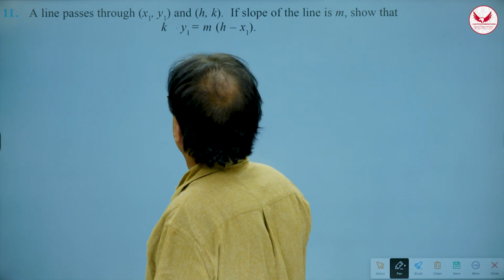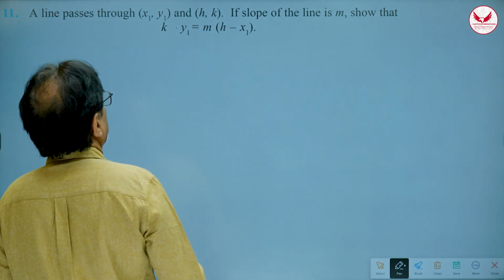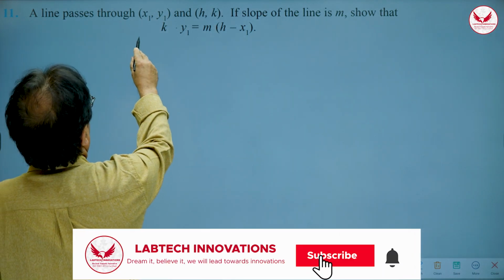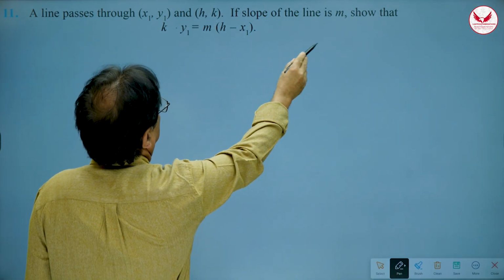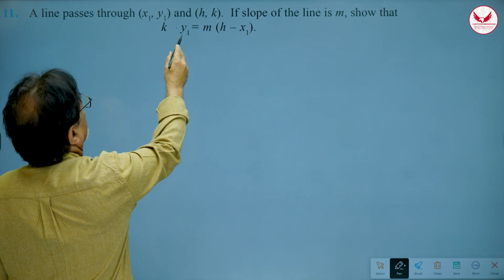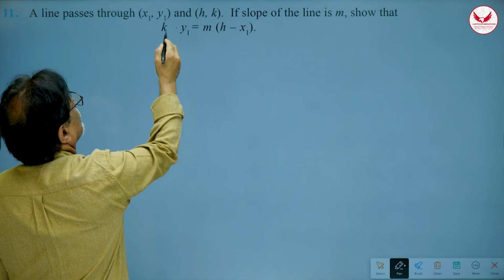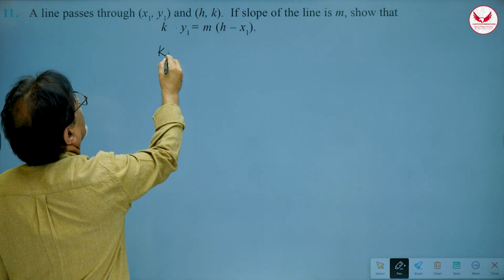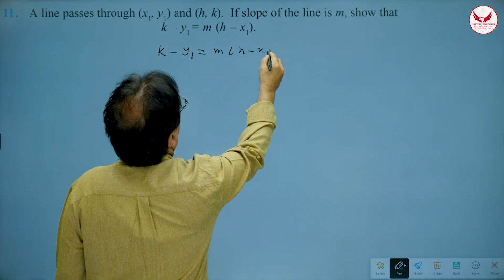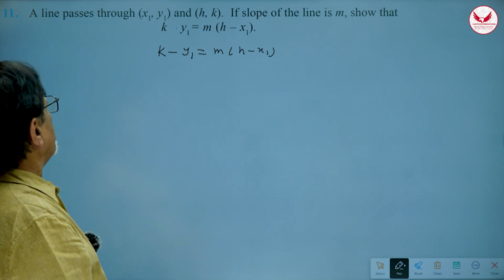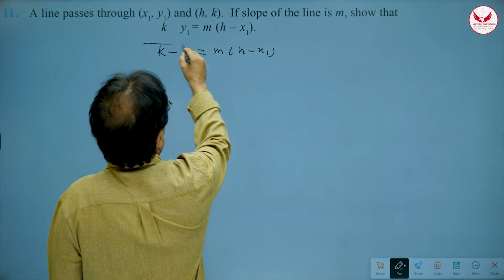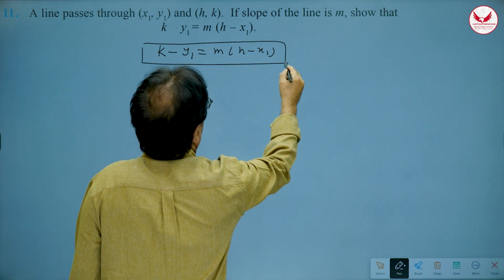Problem number 11, there is a misprint in the problem itself. The problem is: a line passes through (x1, y1) and (h, k). If the slope of the line is m, show that k into y1 is m into (h minus x1), which is totally wrong. It must not be k into y1, but instead it should be k minus y1 is equal to m into (h minus x1). Please make this correction. I don't know why, but the NCERT book editors have kept this error here, so it should be corrected.